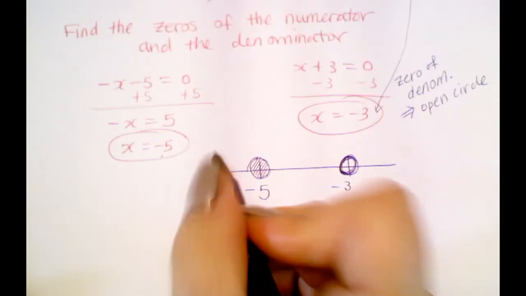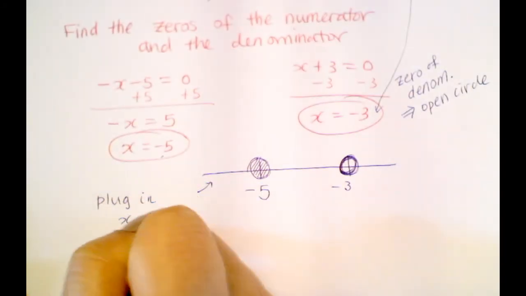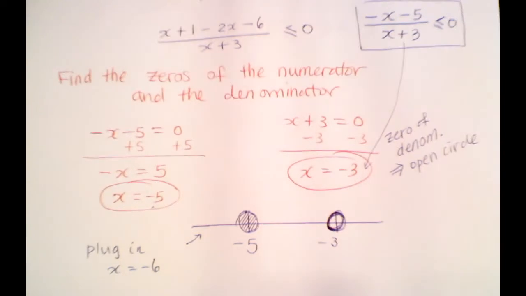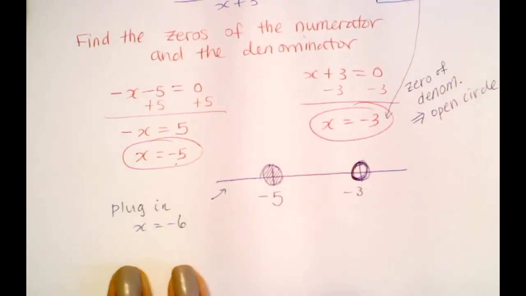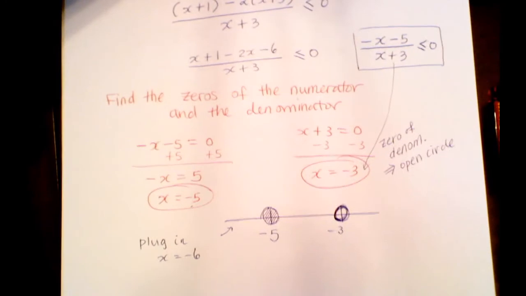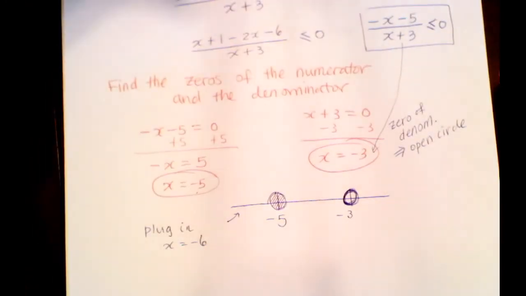I'm gonna pick x equals negative 6. Okay. I'll plug in x equals negative 6. Oh, I can't see my... Hold on. Maybe I can zoom out. Thank you for your patience as I'm getting used to my new teaching method, right?